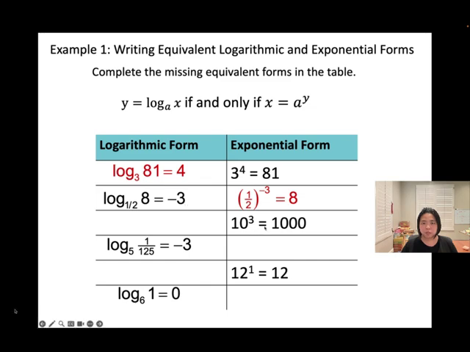And for this one, your a will be equal to 10, your y will be equal to 3, and x will be equal to 1000. Plug it in. For this one, your a will be equal to 5, right? So 5 to the power of -3 will be equal to 1/125.